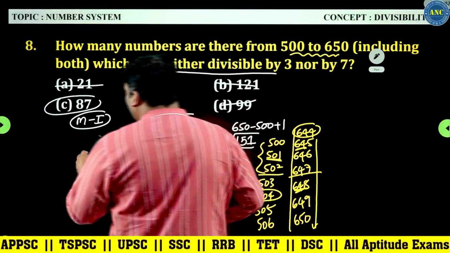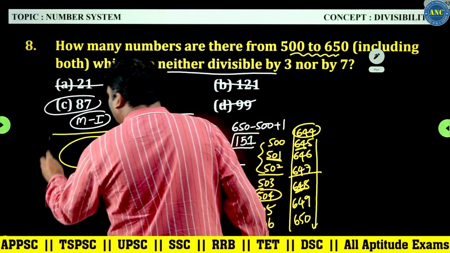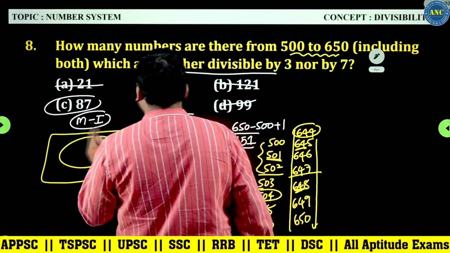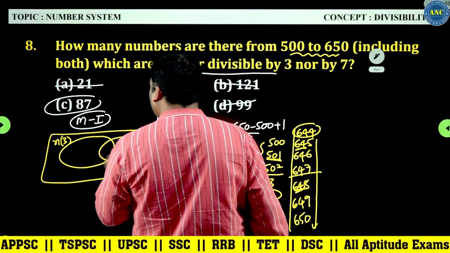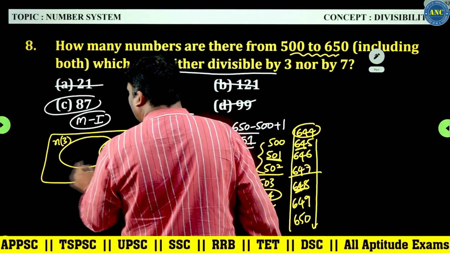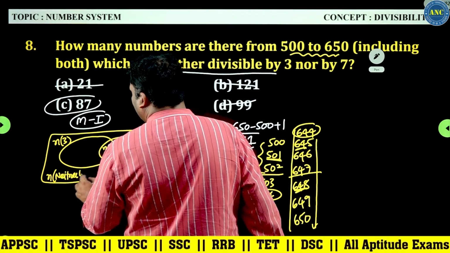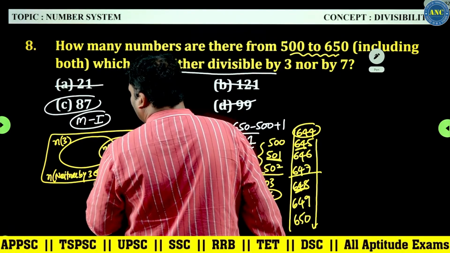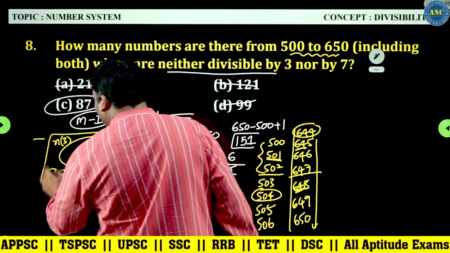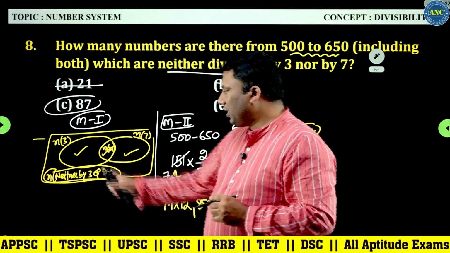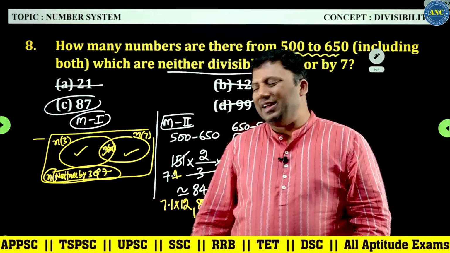Which are not divisible, means another way to solve, which is a cumbersome way. These are divisible by 3. These are divisible by 7. This is divisible by 21. These are not divisible by 3 and 7, neither by 3 nor 7. Total minus this set plus this set plus this set will give you this set. Total minus these 3 regions, I will get this set. I hope the idea is clear.